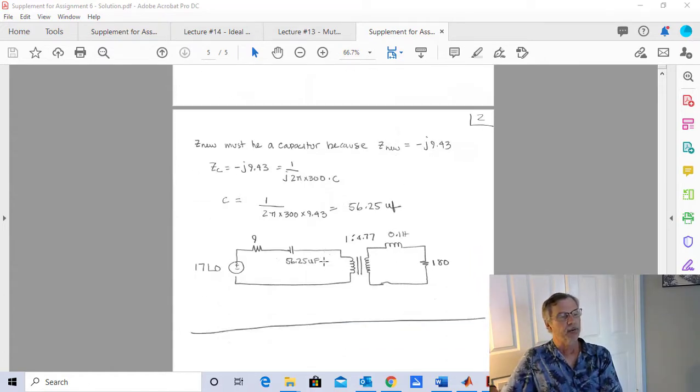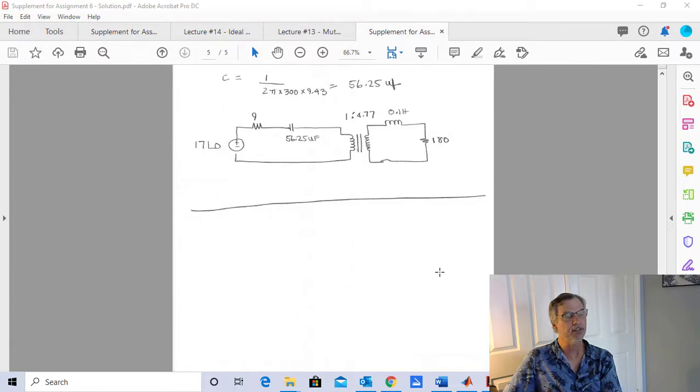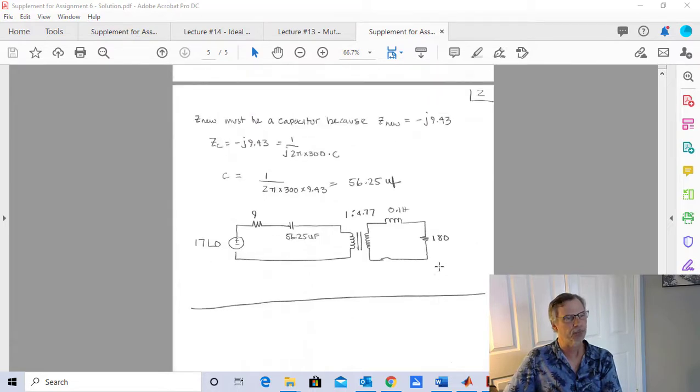So here's my resulting circuit. Here's Z new, here's my transformer. And this load out here is going to receive maximum power transfer from this source. And it does it without wasting any power. And that's just one of the cool things that transformers can do for you.